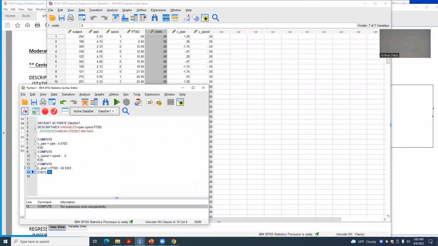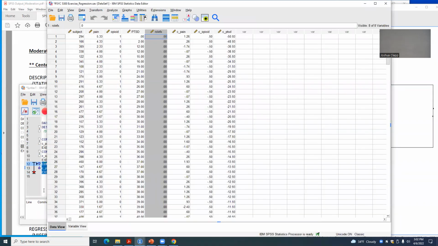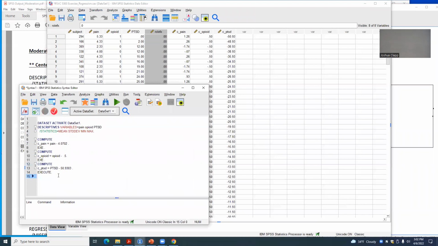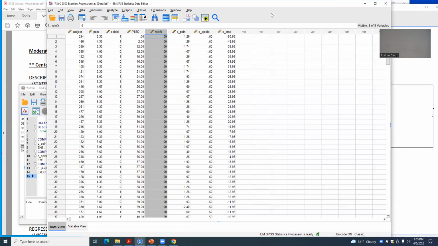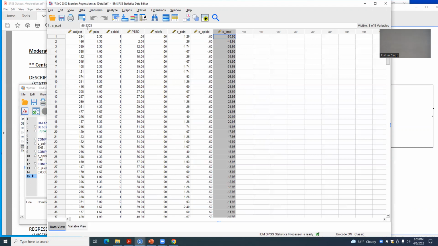Okay. Looks like calculating our centered variables will be the, oh, there it is. No. Yeah. I just keep getting errors here. So, okay. That was a little bit of a struggle, but whatever. We've got our centered pain, opiate use, and PTSD variables.